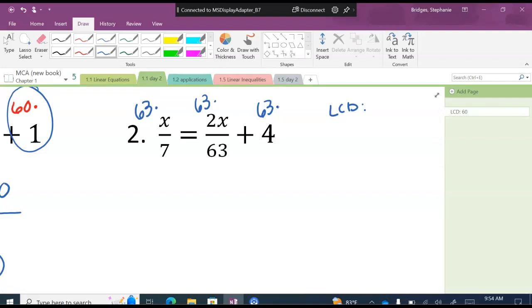What's in front of that first x in that x over 7? What number's in front of it? A 1. So you can just do 63 times 1 over 7, and then you'll just put an x with whatever answer the calculator gives. Same thing. You can do 63 times 2 over 63, and then stick an x with your answer.